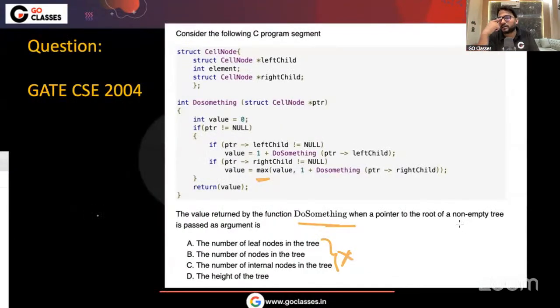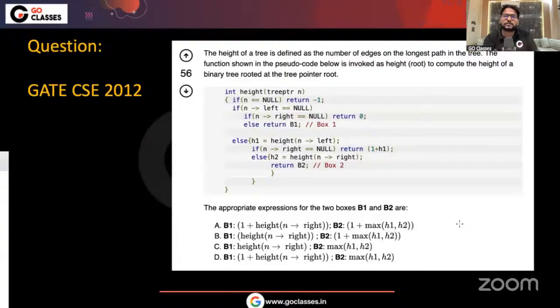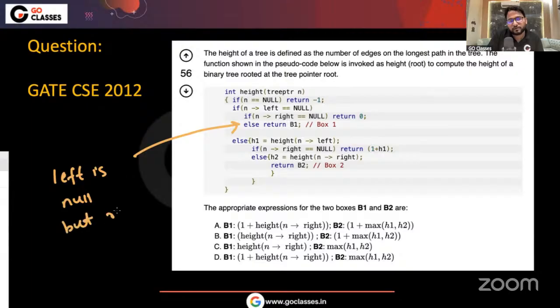Yes. So height like this also we have computed: the maximum of whatever is coming from the left, 1 plus left or 1 plus right height, and you can take the maximum, right? Height we have already computed, but let's just see what they are saying. Okay. Left is null and right is null also, then return 0. Else, this is the case where left is null but right is not null, right? Okay.